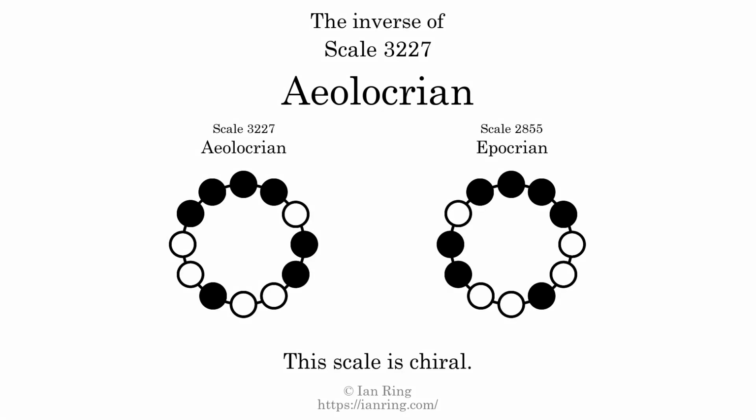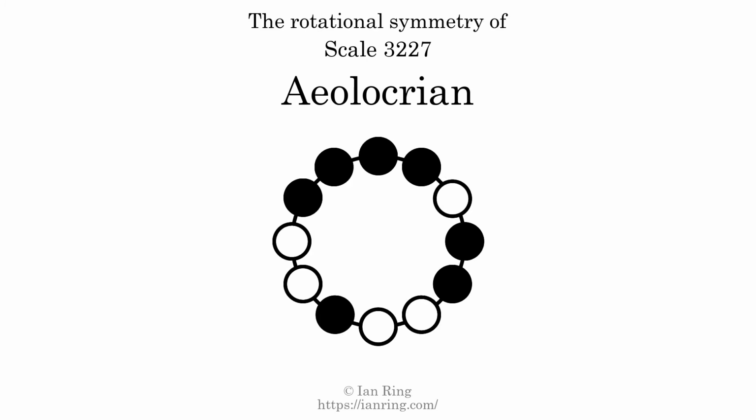The inverse of a scale is a mirror image. It is what you get when the sequence of intervals is reversed. The inverse of this scale is scale 2855, also known as Aeolocrian. This scale is chiral. It cannot transform into its inverse by rotational transformation. This scale has no rotational symmetry.